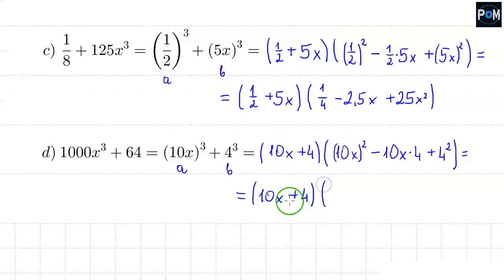We need to tidy this up a bit more, but not in the first parenthesis, it doesn't change. And here we do this. We square 10, which gives 100, and we square x, so we get x squared. Here we multiply 10 by 4, which gives us 40x, and finally 4 squared gives us 16. This is the end of example D.